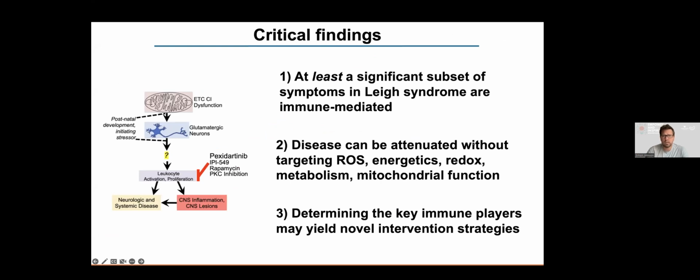So just to give you some quick conclusions, this data suggests that at least a subset of symptoms in Leigh syndrome, the ones that we looked at, appear to be immune mediated. Disease can be, as we've shown, attenuated without targeting ROS, energetic redox metabolism, or mitochondrial function at all. And this data really suggests that determining the key immune pathways involved might yield novel intervention strategies, perhaps more potent strategies and less toxic strategies.